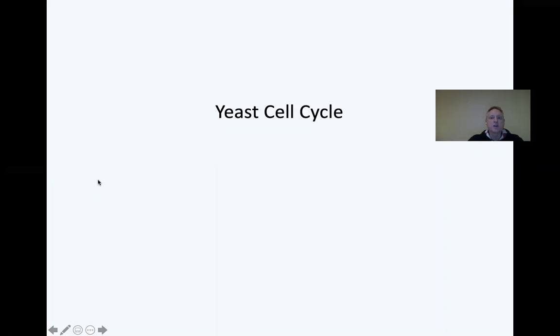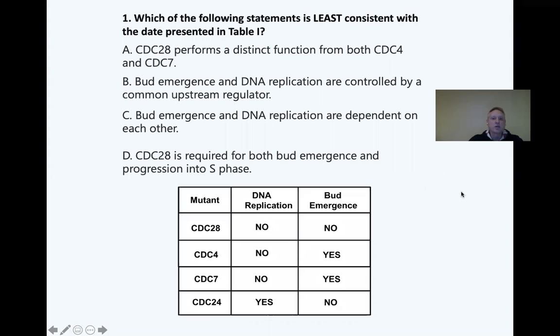So this question is on the yeast cell cycle. And so what we see is, which of the following statements is least consistent with the data presented in the table. And so whenever you see a stem with the word least in it, what you should do is highlight that. And it means you're looking for an incorrect statement. That means any correct statement must be eliminated.